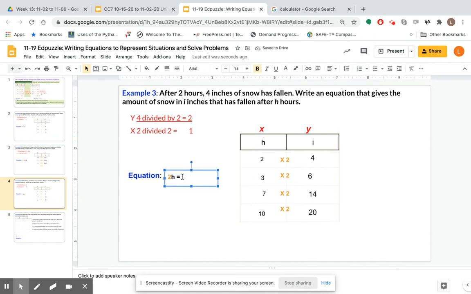Again, this is what your equation is. That's what they were asking us to do, and that relates the hours to the inches.